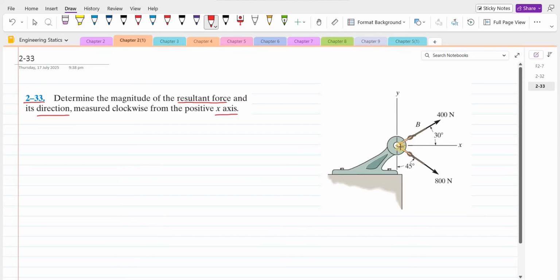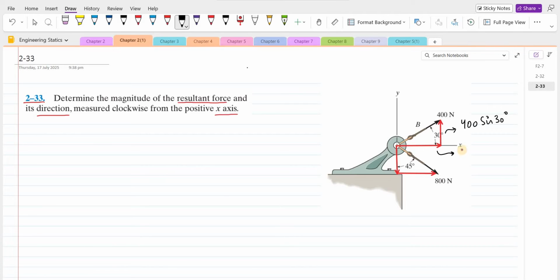For the 400 Newton force, I have a horizontal component and the vertical component. For the 800 Newton force, I have a vertical component and the horizontal component. Let's label them. The vertical component of the 400 Newton force is 400 sin 30 and the horizontal component is 400 cos 30.